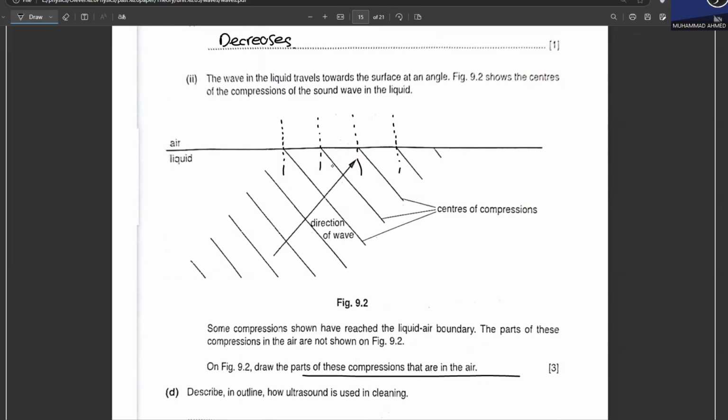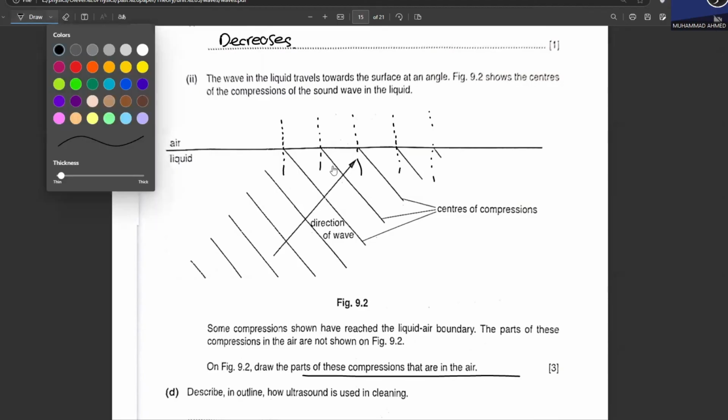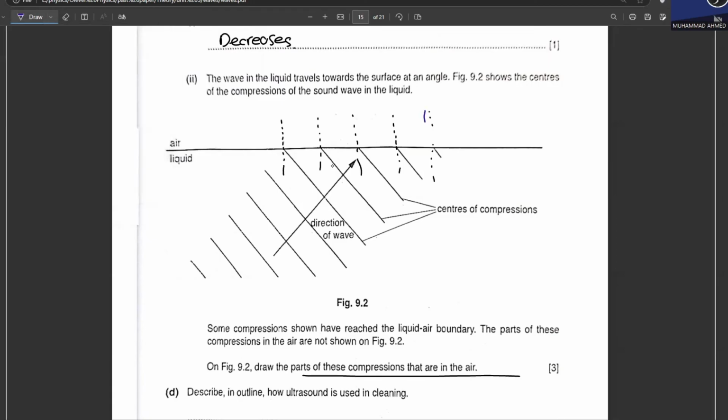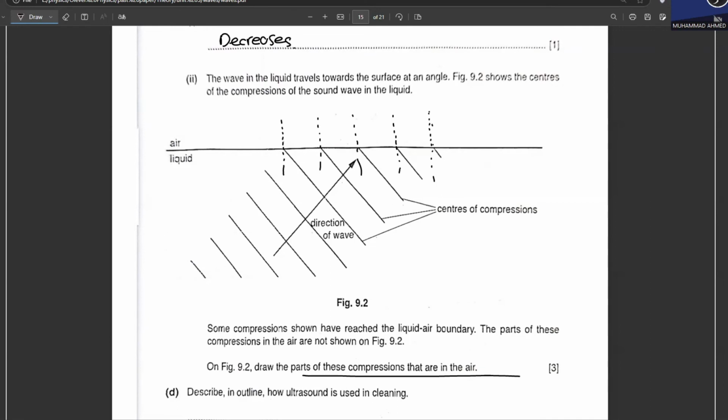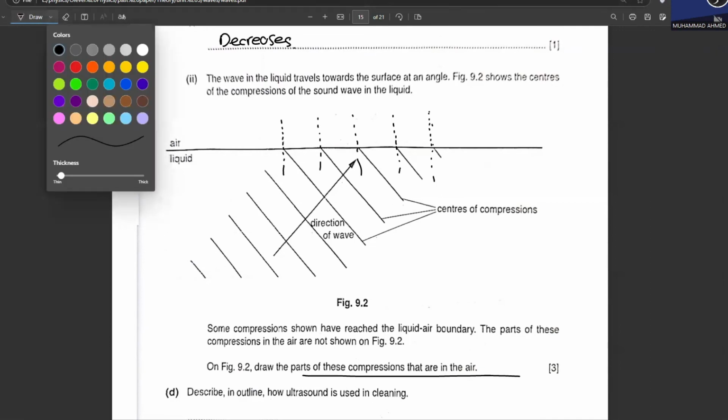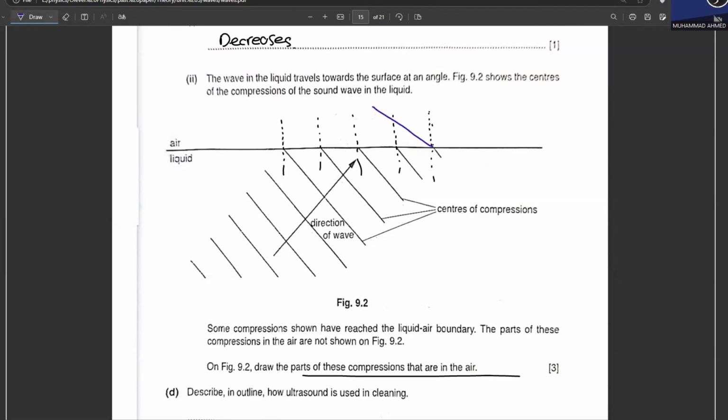Secondly, if the speed is decreasing, what will happen? Your wavelength will also decrease. As speed decreases, the waves will bend away from the normal, somewhat like this.